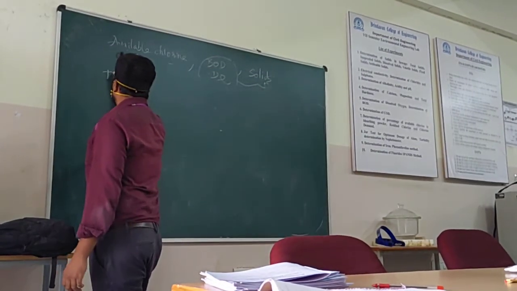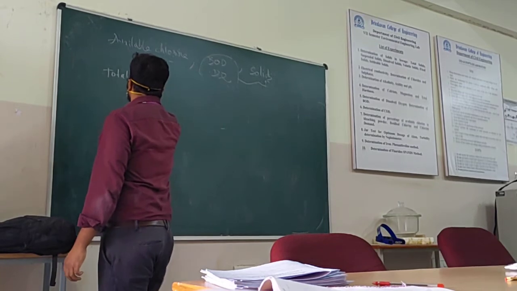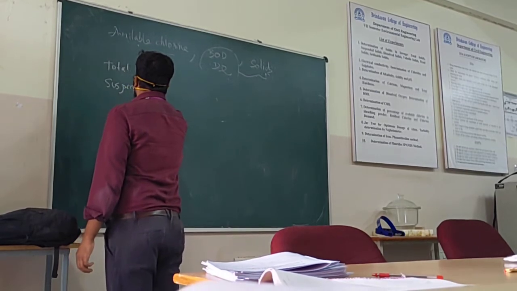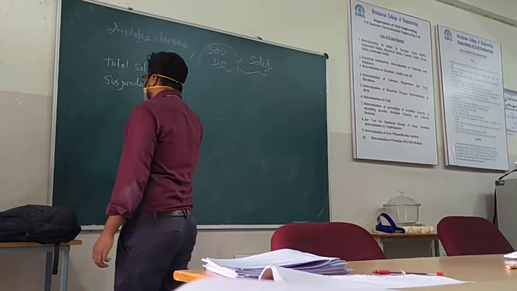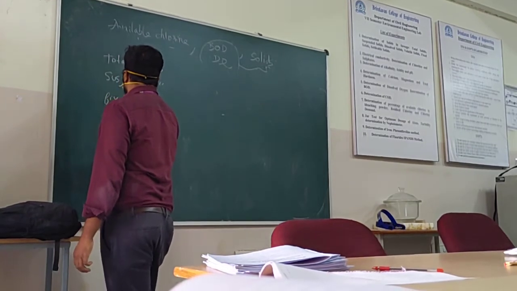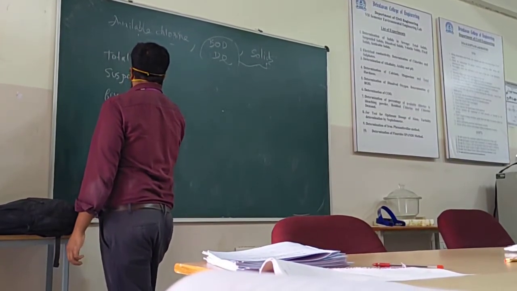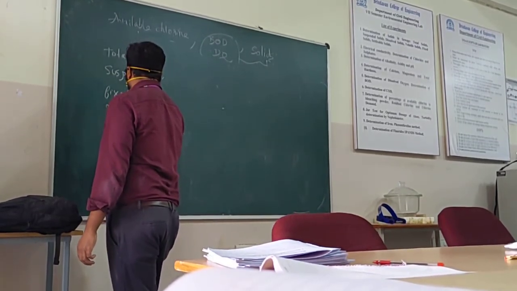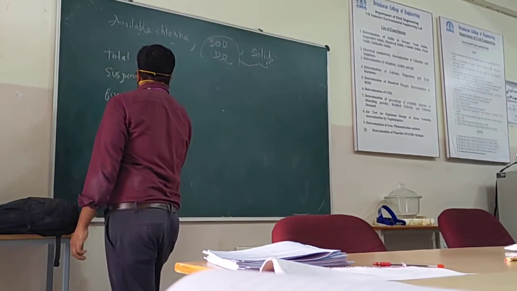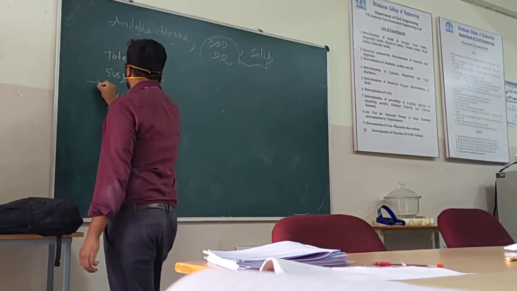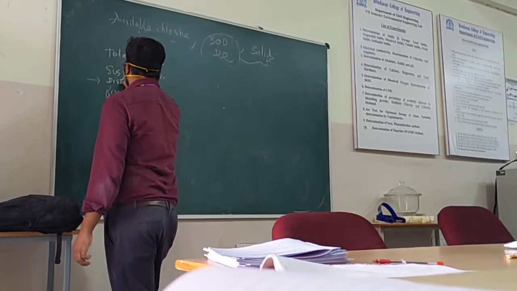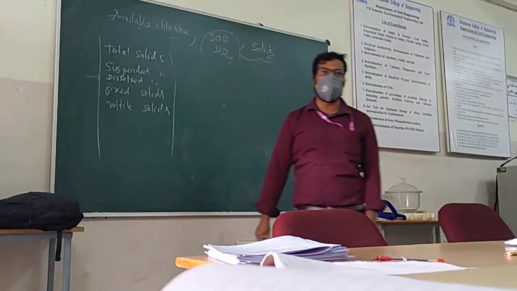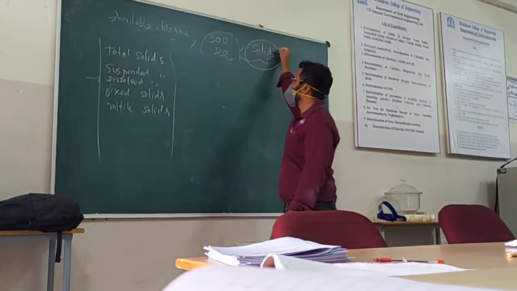So first, you know, there are 5 types of solids: total solids, suspended, and what are all those things? Fixed solids, and volatile also you have. And one more is dissolved. Okay. So all 5 you are going to find out in this experiment on solids.